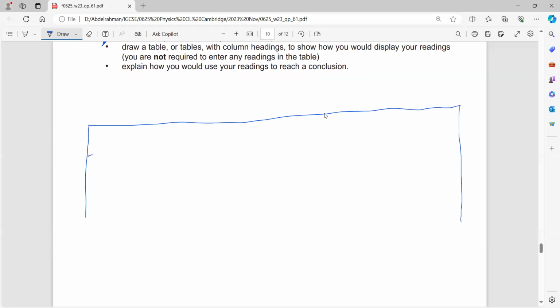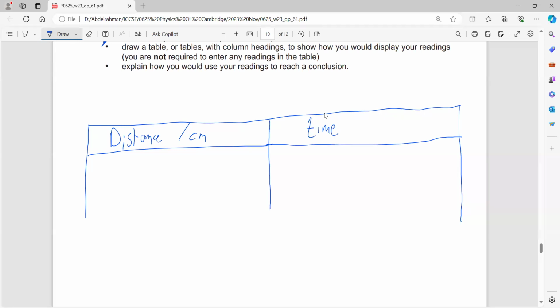Okay, what are the columns that you must write down in the table? Initially, you write down the column for the thing that you're changing, the factor that you are changing. I changed the distance, so I write down the distance using centimeters. And the dependent variable was what? The time. All of us must write down the time in seconds.